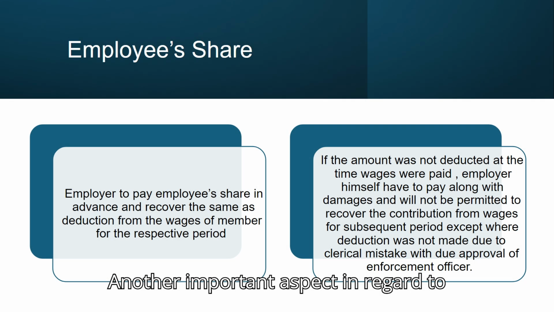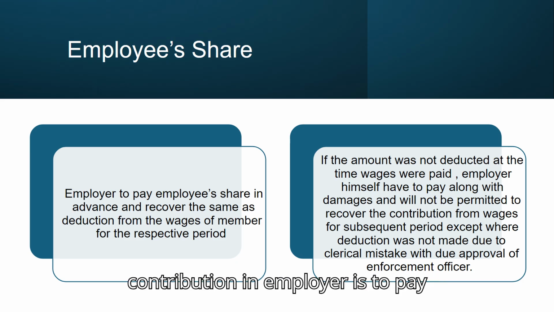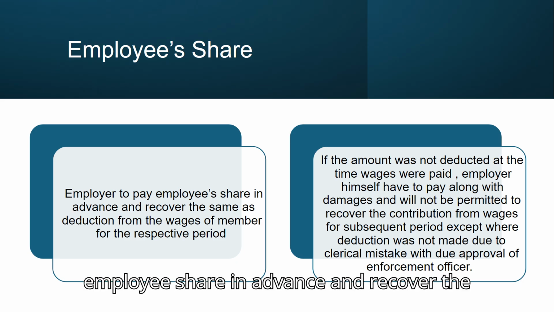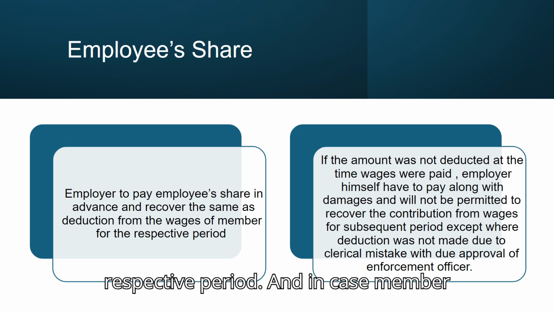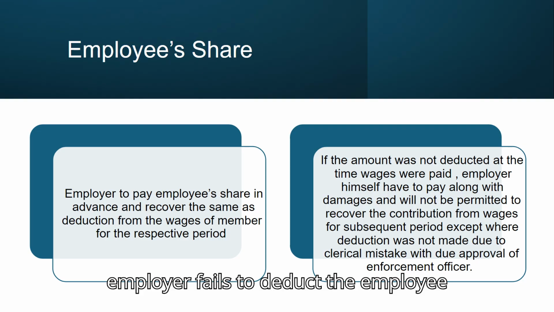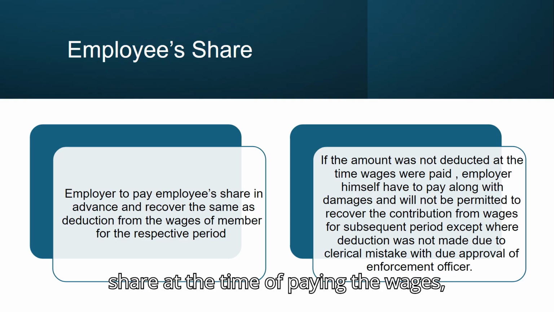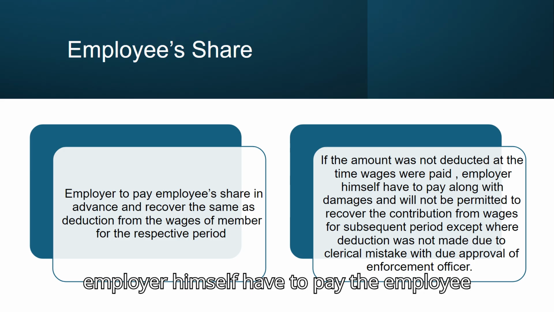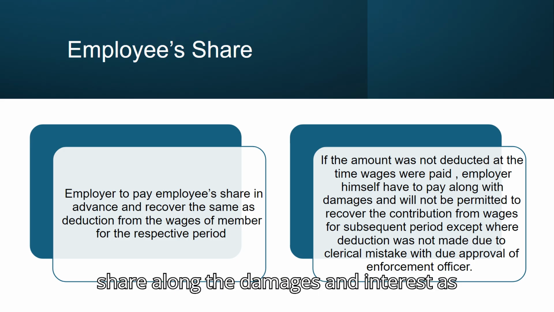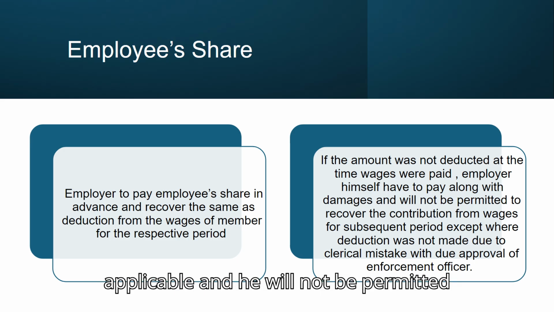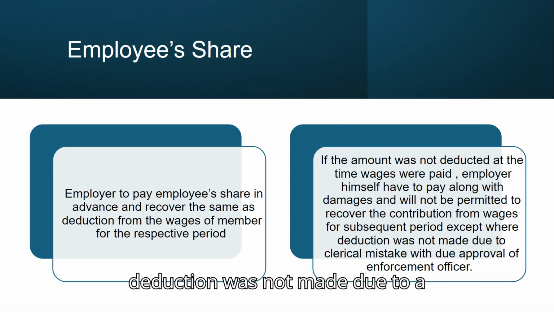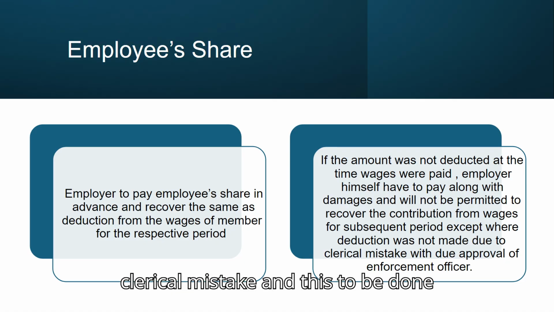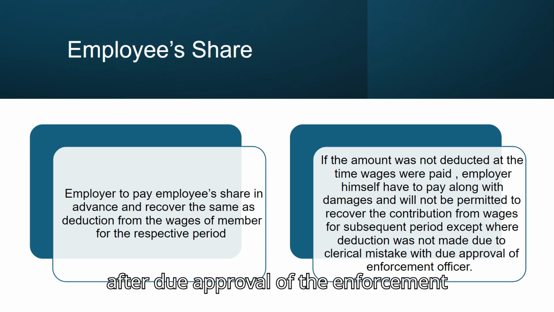Another important aspect in regard to contribution is that the employer is to pay the employee share in advance and recover the same from the wages of the member for the respective period. In case the employer fails to deduct the employee share at the time of paying the wages, the employer himself has to pay the employee share along with damages and interest as applicable, and he will not be permitted to recover the contribution from the wages of a subsequent period, except where the deduction was not made due to a clerical mistake, and this is to be done after due approval of the enforcement officer.